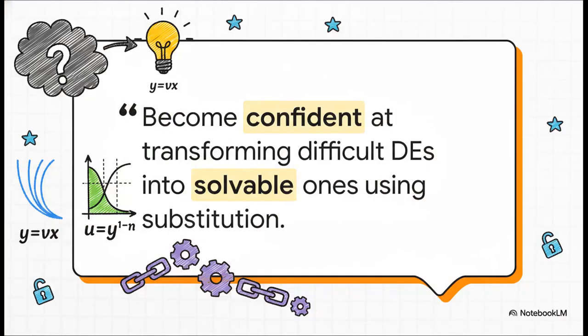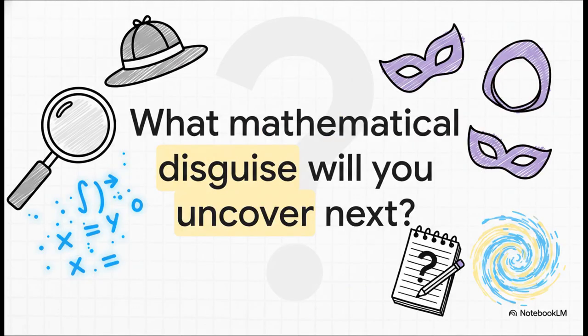And that's really what this is all about. Learning these methods, the y equals vx for homogeneous and the u equals y^(1-n) for Bernoulli, it's about building your confidence. It gives you the tools to look at a scary-looking DE, see through its disguise, and say, aha, I know what you are, and then transform it into something you can handle. So now you have these new tools in your mathematical detective kit. You're ready to tackle problems that might have seemed impossible before. The only question left is, what kind of mathematical disguise are you going to uncover next?